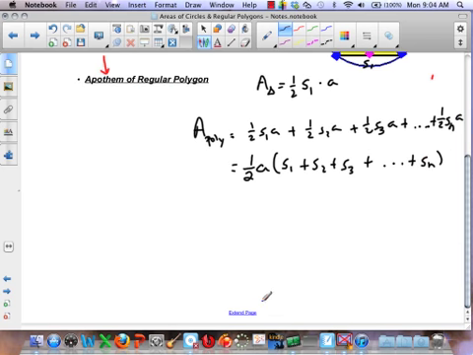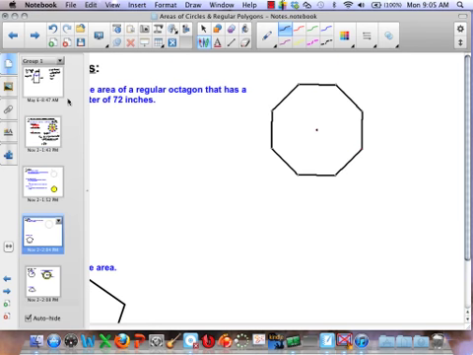And then guys, what do we call that collectively? When you add up all the sides, we call that the perimeter. And that's how we get that formula. It's 1/2 PA. We're just adding all the pieces. So let's put this right into application. So here we go.